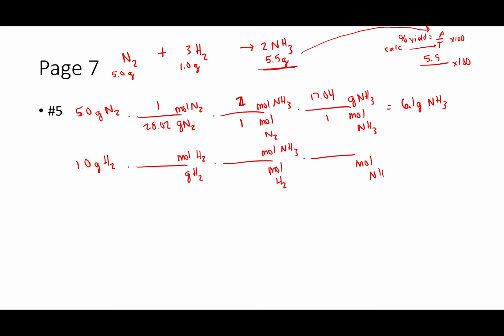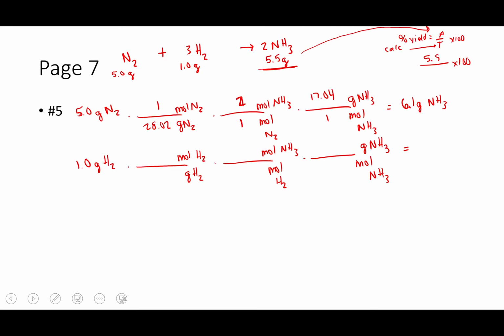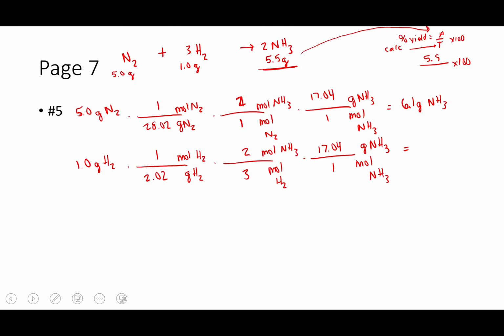Moles of NH3 to grams of NH3. All right, so I fill in my blanks. 1 over 2.02. My mole to mole ratio is going to be 2 to 3. And again, 17.04 over 1. 1 divided by 2.02 times 2 divided by 3 times 17.04. And that with 2 sig figs gives me 5.6 grams of NH3.